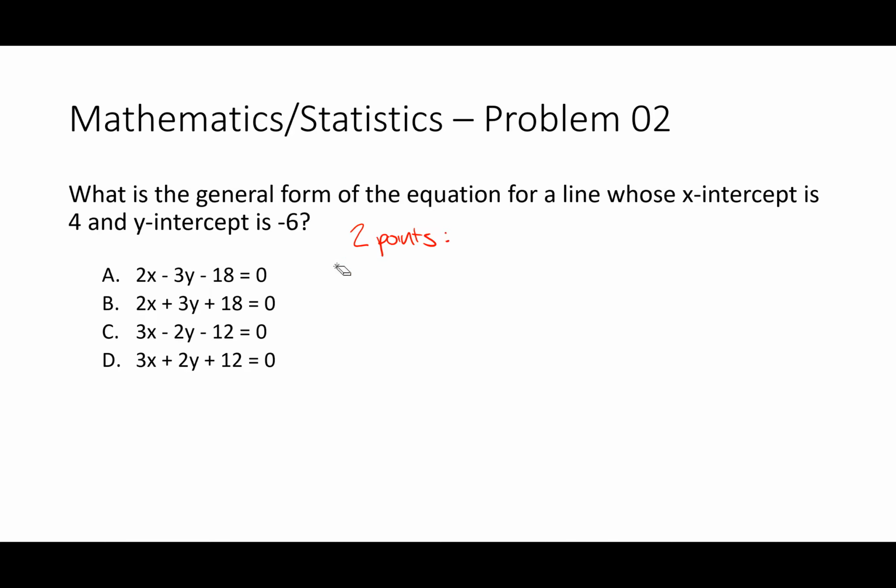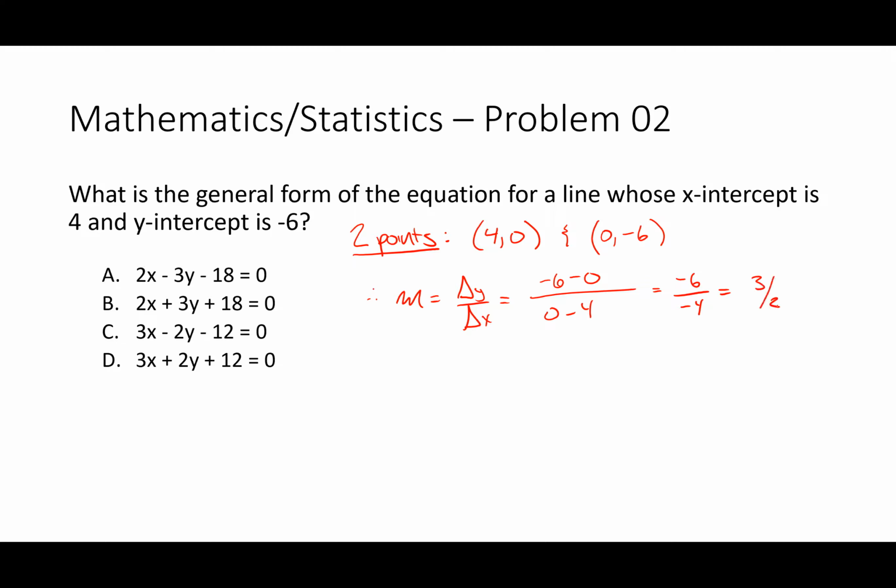Now, what are the 2 points? What we know is the x-intercept is 4, so that's (4, 0). And we know the y-intercept, (0, -6). So we can determine the slope, which is the change in y over the change in x, so -6 minus 0 over 0 minus 4. That's -6 over -4, so +3 over 2.